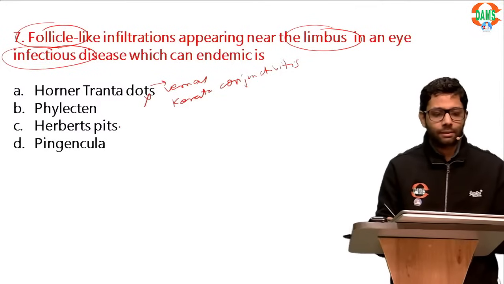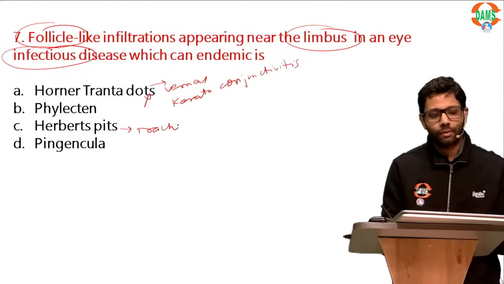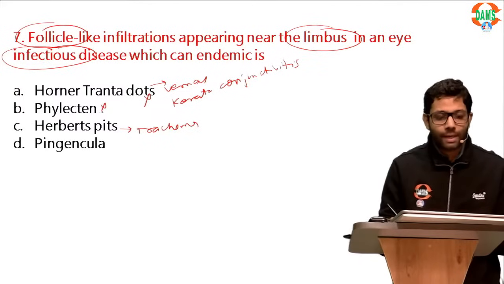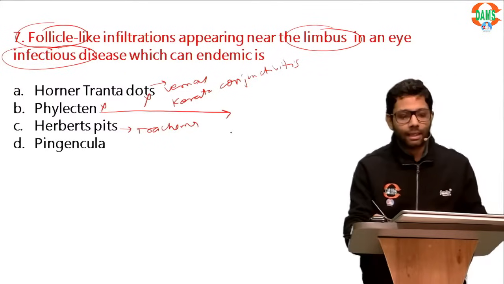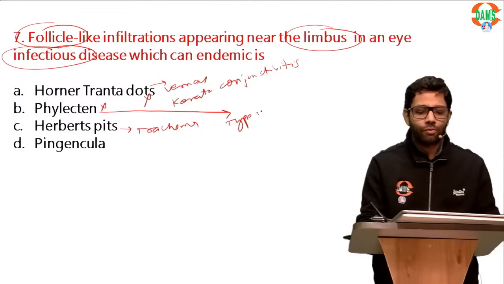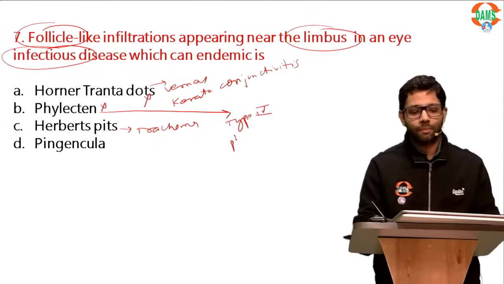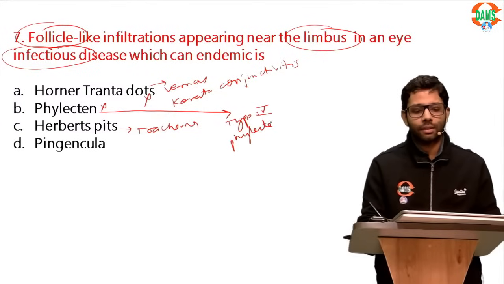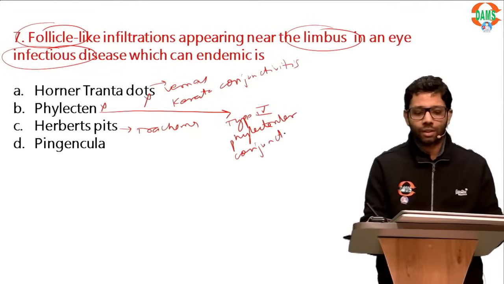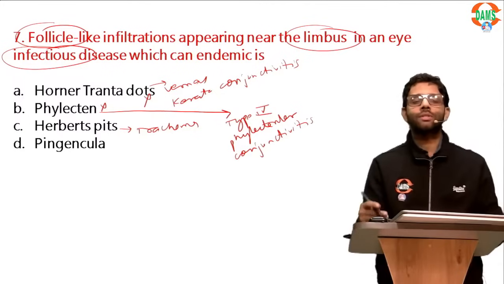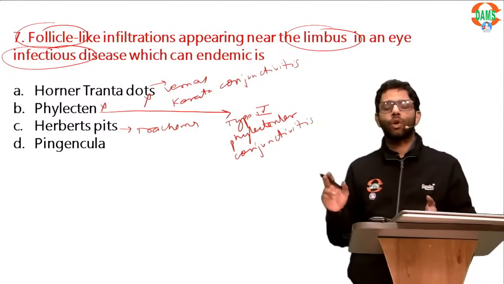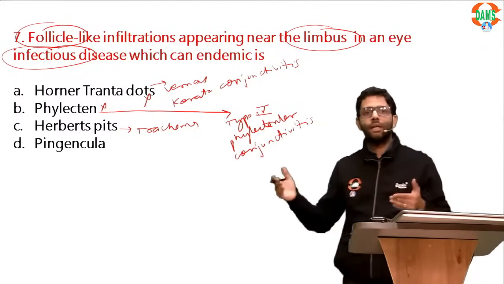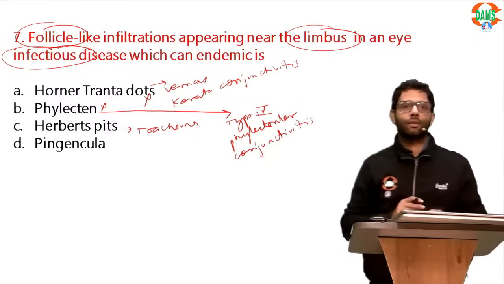Herbert pits, seen in trachoma, okay, fine. Phlycten is also at the limbus, but phlycten cannot be the answer because that is also a type 4 allergic response. That is phlyctenular conjunctivitis. That is also not an infection. It is a type 4 response to staph and TB antigen. Topical steroids are given. So that is not the answer because the question says infection.